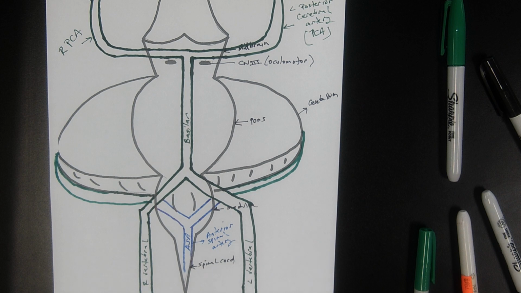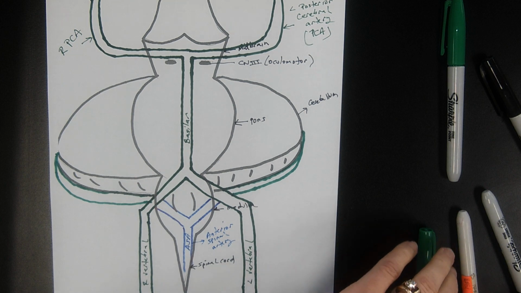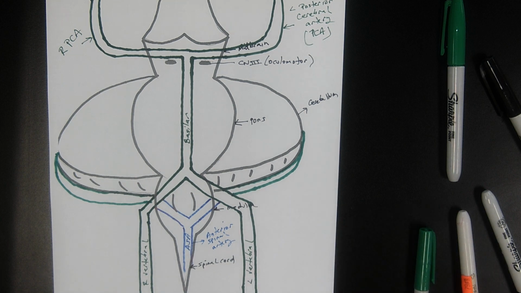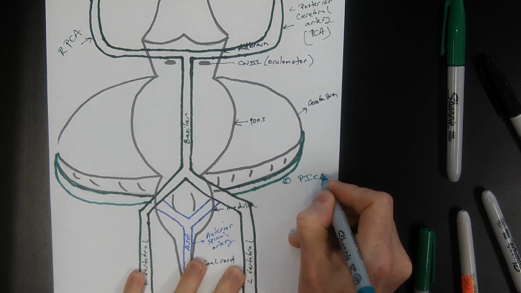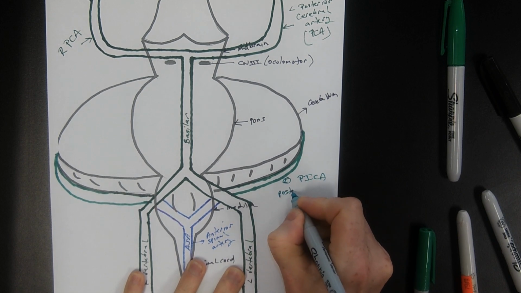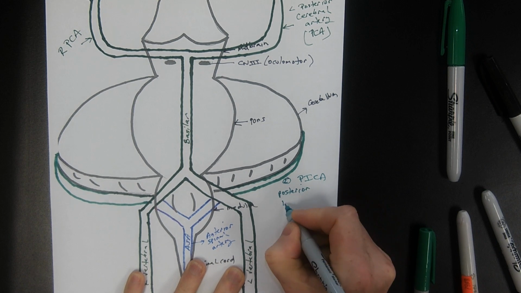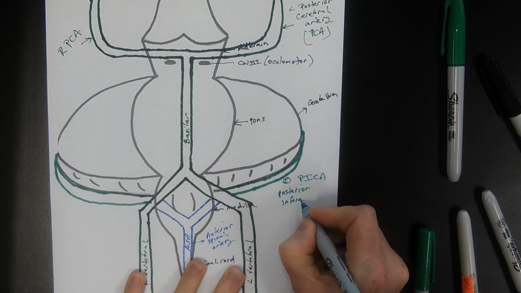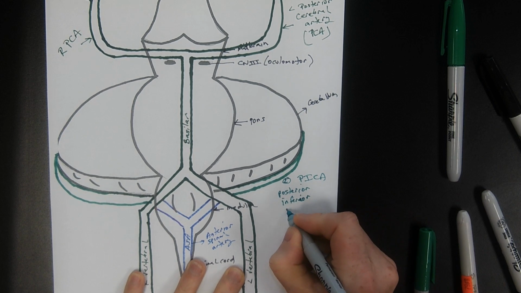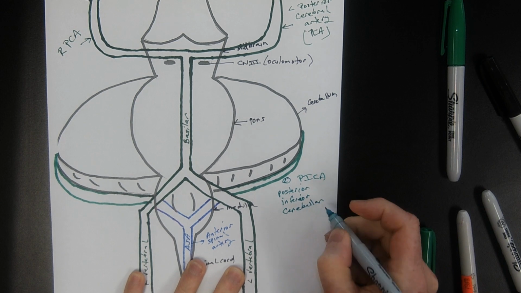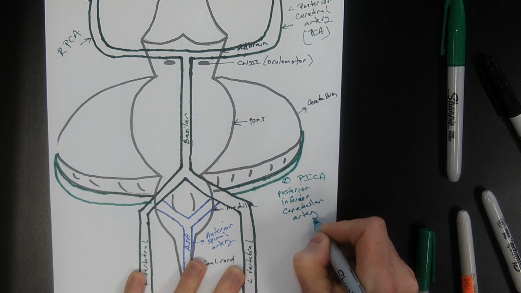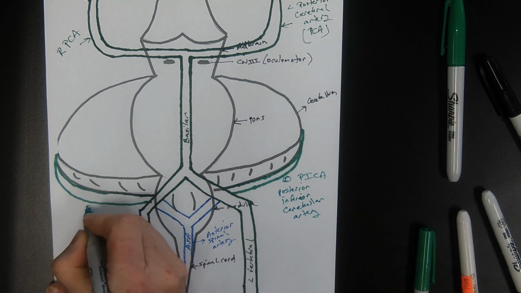Okay, does everybody know the name of this? Heard of PICA? It's abbreviated PICA. It's the posterior inferior cerebellar artery. So on the left side, there's a left PICA, and that's posterior inferior cerebellar, because it's supplying blood to the cerebellum artery. It's abbreviated PICA. There's one on the right side too. So there's a left and right PICA.